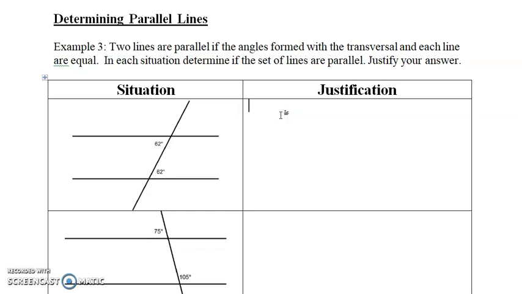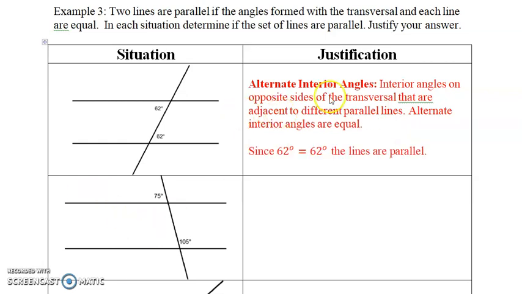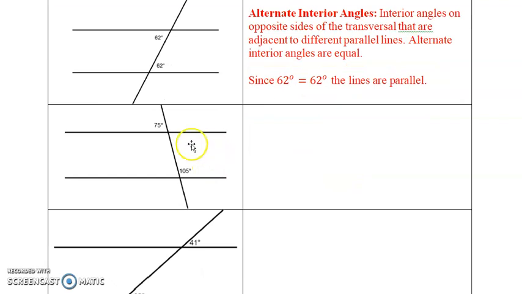So in our justification, I just went up and looked at my rules, and it says for alternate interior angles, which these are 62 and 62, interior angles on opposite sides of the transversal that are adjacent to different parallel lines, alternate angles are equal. So since 62 degrees equals 62 degrees, the lines are parallel. Let's look at the second situation, 75 and 105.